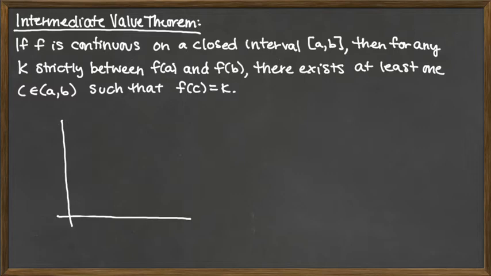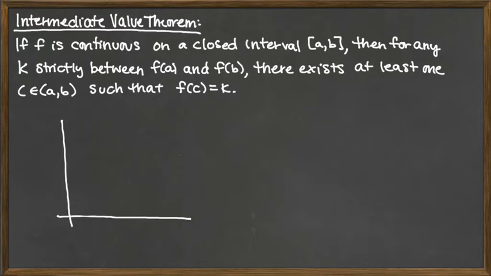So we have the function continuous on a closed interval, then for any k strictly between f of a and f of b, so these would be y values since we're talking about function output values, there would be at least one c in the open interval ab, so that c would be an input value, so an x value, such that f of c is equal to k.